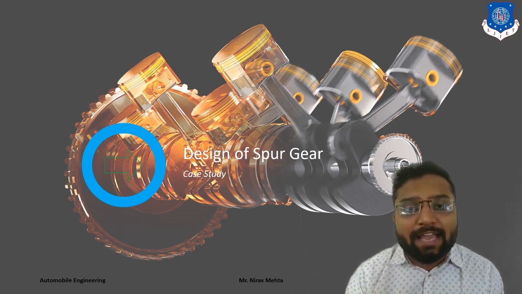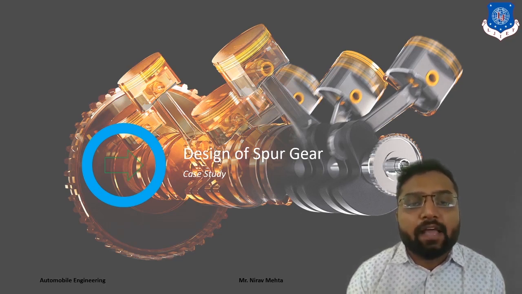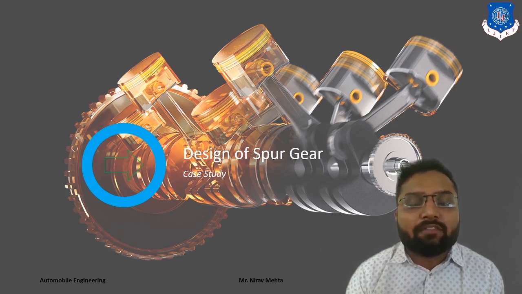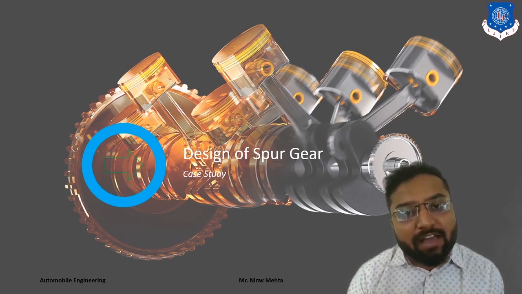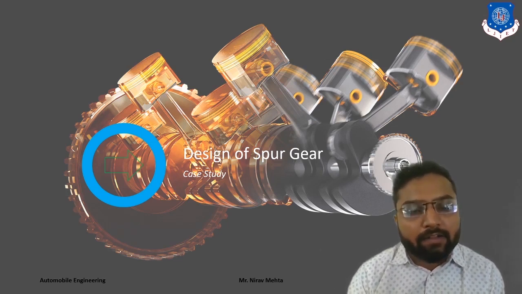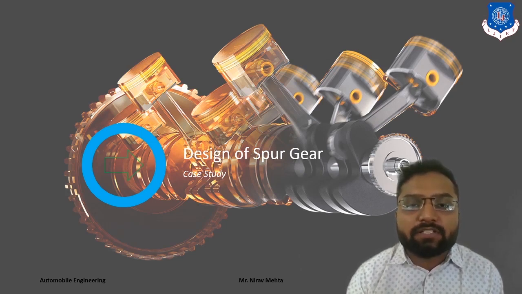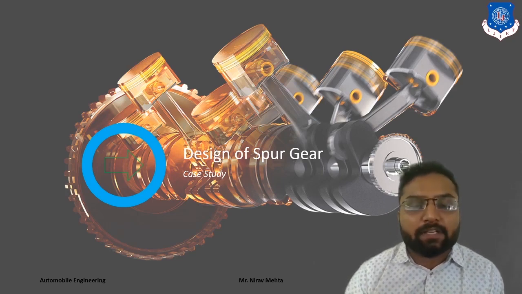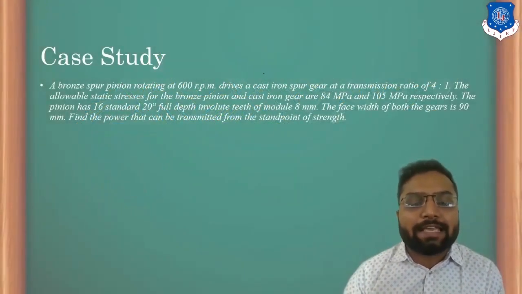In the design of a spur gear, our main concern is to carry a thrust load, which is WT. Depending on this thrust load, we can find the power transmitted by our gear. We also have to design the geometry of our gear, which is the number of teeth, diameter of the gear, or module of the gear, depending on the power transmission and load carrying capacity. So let's move on to this case study.